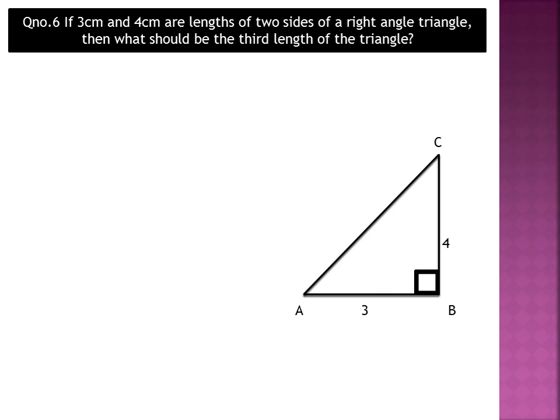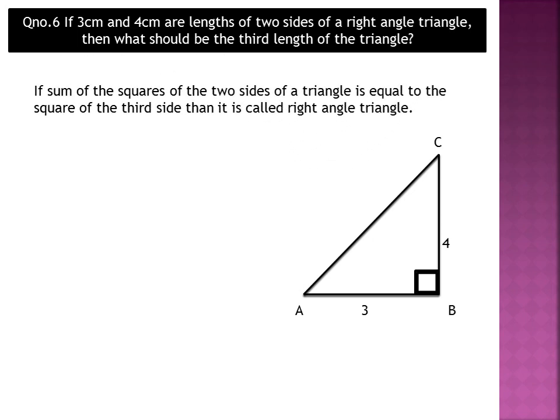Next is question number 6, which states that if 3 cm and 4 cm are the lengths of two sides of a right angle triangle, then what should be the third length of the triangle? We know that in a right angle triangle, one angle is exactly 90 degrees and the other two angles are acute angles which are less than 90 degrees. You can see a triangle ABC on your screen. In this triangle, side AC is called hypotenuse, side AB is called base and side BC is called perpendicular.